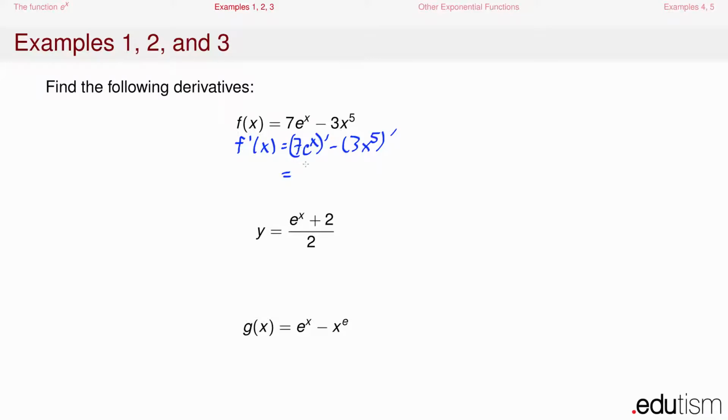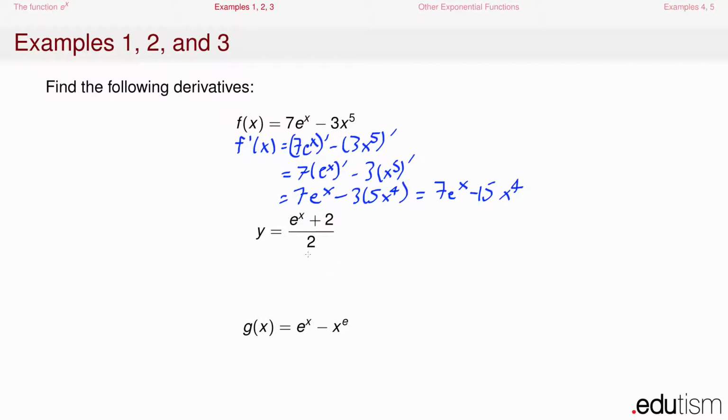The derivative of 7e^x is 7 times the derivative of e^x. The derivative of 3x^5 is 3 times the derivative of x^5. Then I can take the derivative of each. The derivative of e^x is just e^x. The derivative of x^5 is 5x^4. And I simplify to get 7e^x minus 15x^4.